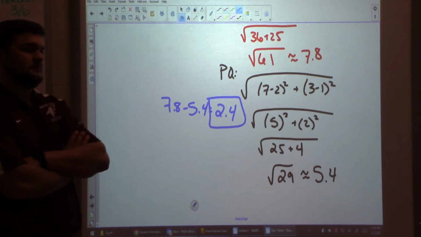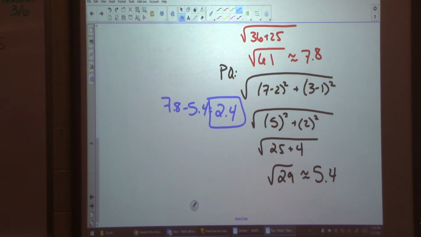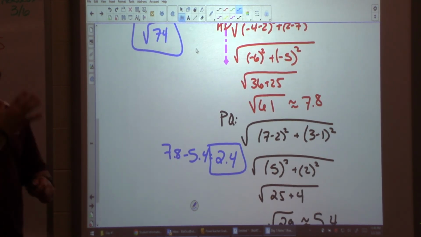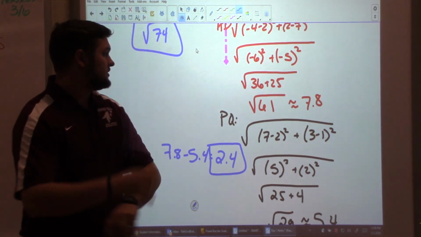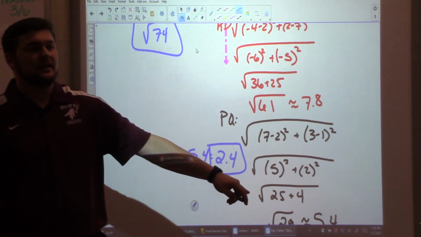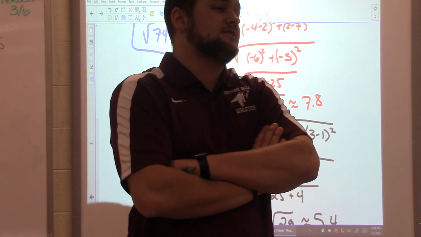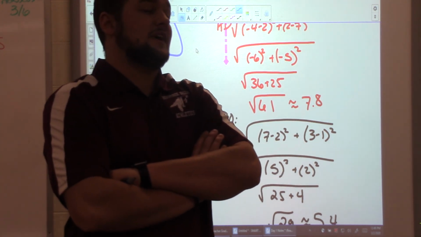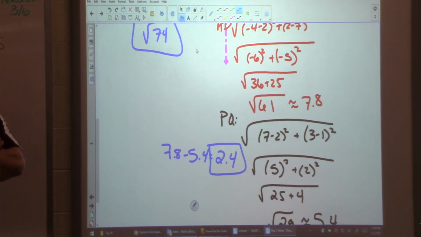For example 1, square root 74, it's 5 minutes. No, because when we're doing just distance, I want the exact distance. If I'm comparing two numbers, I don't expect you to be able to compare square root of 61 and square root of 29, and then tell me the difference between those two. So if we're comparing distances, or we're doing operations to distances, I'd say decimals are okay. But if you're just finding a distance, I'd like the exact radical form. Okay?